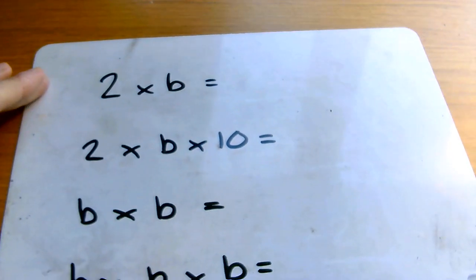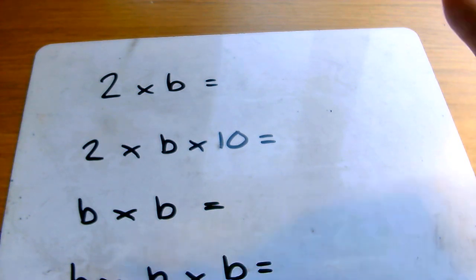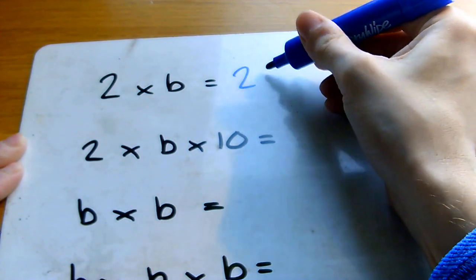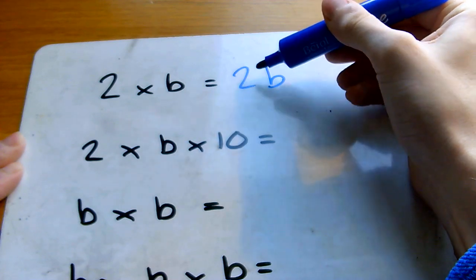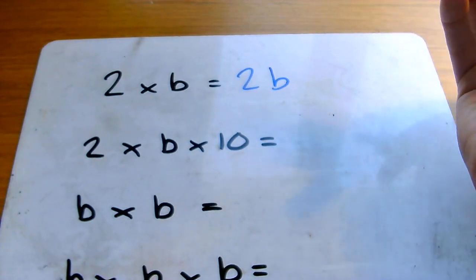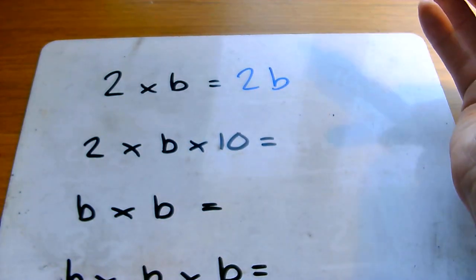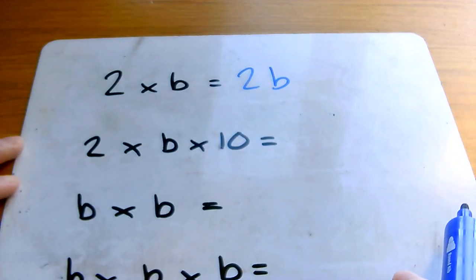If we were doing something like 2 multiplied by B, the correct answer to that would be 2B. So that just means 2 times B, 2 multiplied by B. You can think of it as saying there's 2 B's, which is what multiplication means as well.